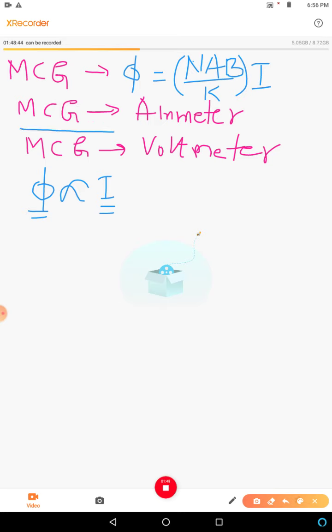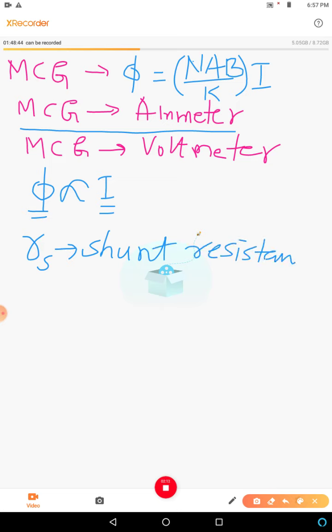Then in conversion of moving coil galvanometer to ammeter, we have to connect a very small resistance in parallel to the moving coil galvanometer. That resistance we call shunt resistance. Shunting means connecting in parallel. So what is the value of the shunt resistance? RS was equal to IG RG divided by I minus IG. So you should know this one.